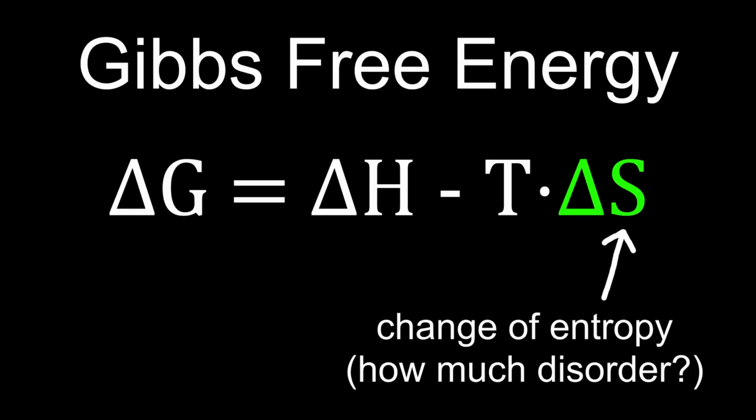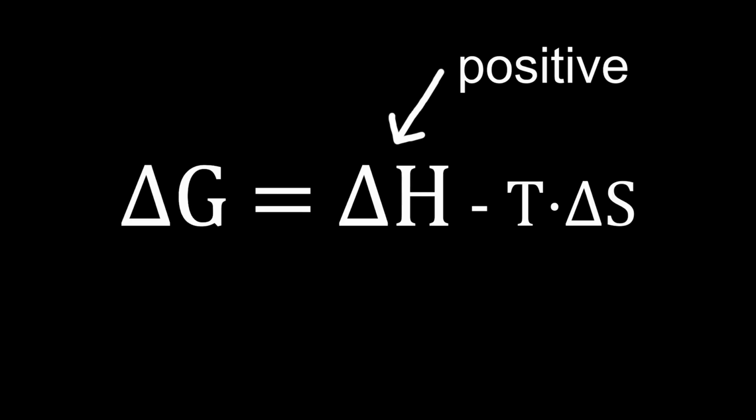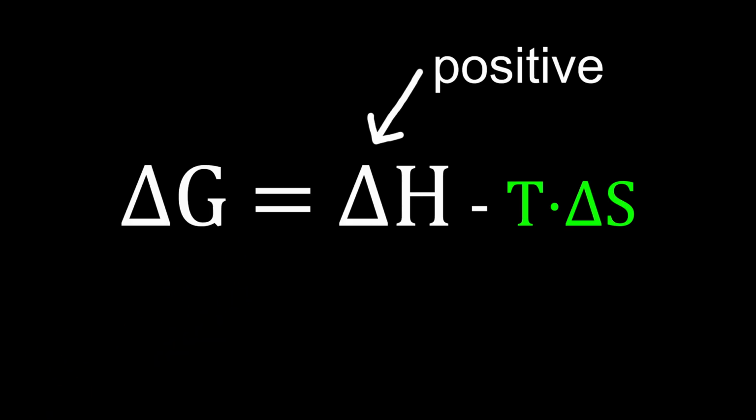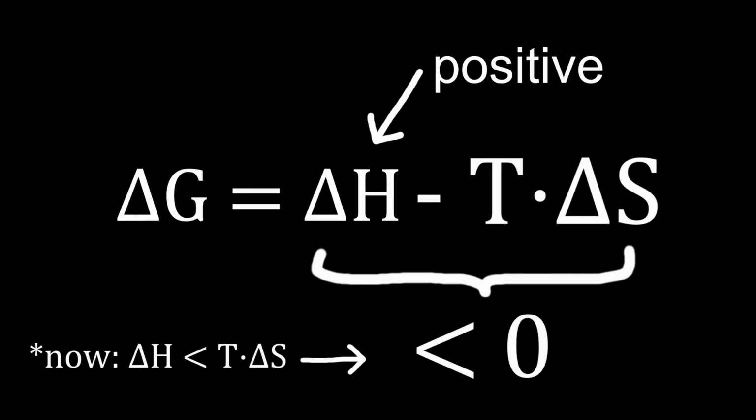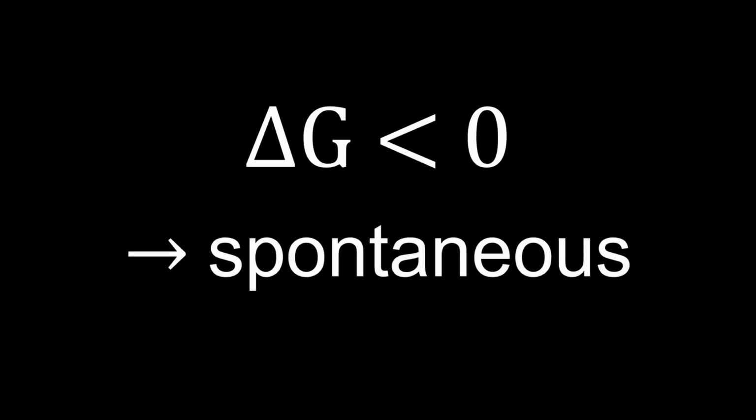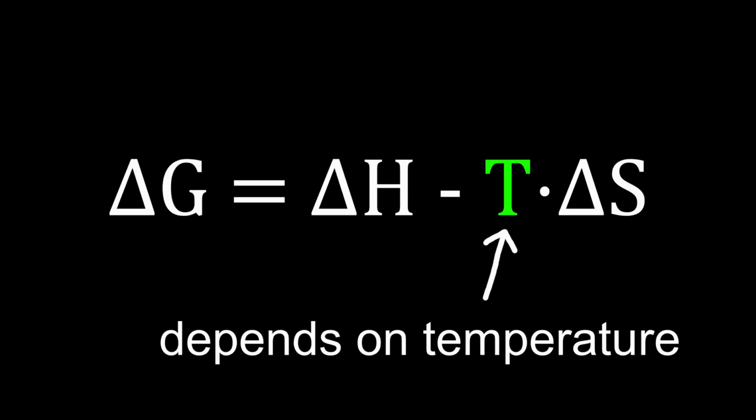Here's where temperature and entropy come into play. Even if delta H is positive, so the reaction is endothermic, if the change in entropy is big enough, it can offset this and make the total free energy negative, which means the reaction is spontaneous. But this is strongly dependent on the temperature.